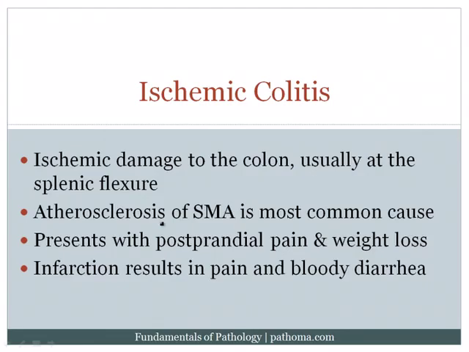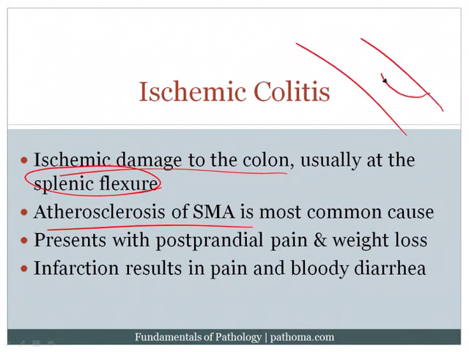The next disorder is ischemic colitis. This is where you get ischemic damage to the colon. Usually it occurs at the splenic flexure, and the most common cause is atherosclerosis of the SMA. Now, if you get atherosclerosis of the SMA, let's pretend that this is the SMA and you've got atherosclerosis, now you're going to be decreasing the blood flow, and when you decrease the blood flow, the area that's furthest away, at the very, very most distal end of that blood supply, is where you're going to get signs of ischemia. And it happens to be that the splenic flexure is the very last thing fed by the SMA. And so that's where the damage would tend to occur.